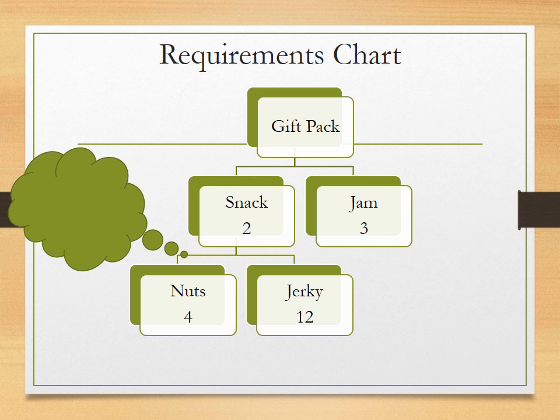But we happen to know what's included in a snack, right? So 1 snack is going to be 2 nuts and 6 jerkies. So then 2 snacks would be double that. So instead of 2 nuts, we'll have 4 nuts. And instead of 6 jerkies, we'll have double that. 6 times 2 is 12. So we can take our requirements chart and drill down further to say 4 nuts and 12 jerky.